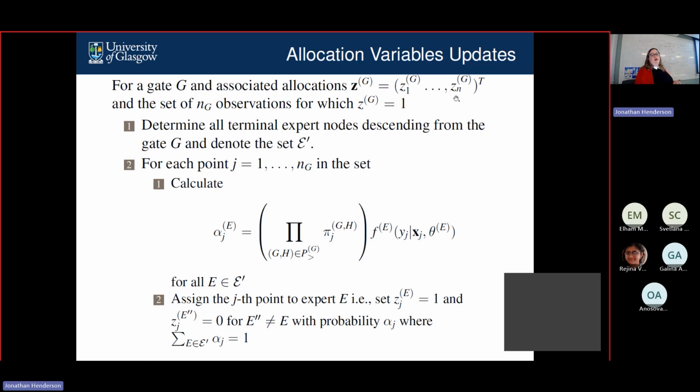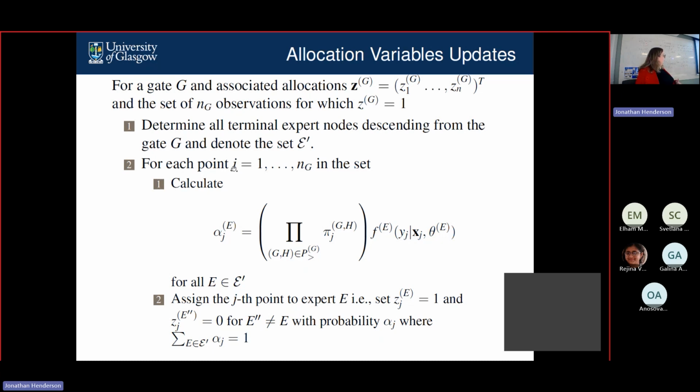We know that among those, there'll be zeros and ones, depending on whether or not an observation belongs to that gate. And so if we add those up, we're going to get the number of observations for which that's equal to one, for which that observation is in gate G. So once you're in a particular gate G, you then can look down your tree and say how many terminal nodes descend from that. And that's going to be a subset of your overall terminal nodes, unless you're at the root. So we're going to denote that E dash, basically.